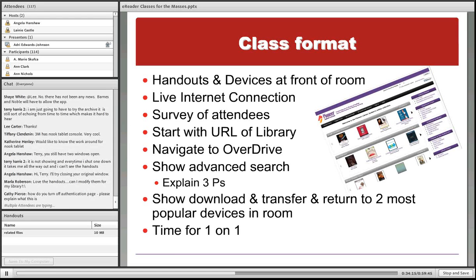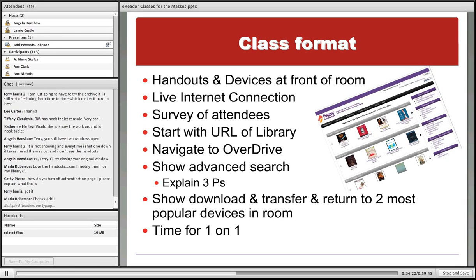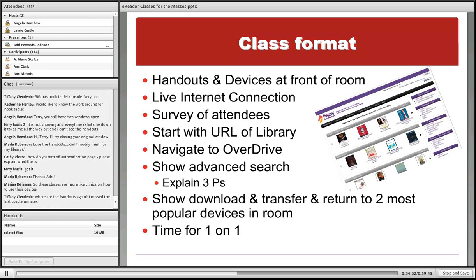Yes, Marla, of course you can customize them for your library. Hopefully that tells you why we say, and it's something we've learned, you want to make sure you have people registered to be there.